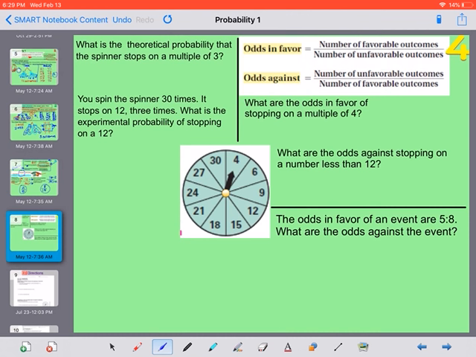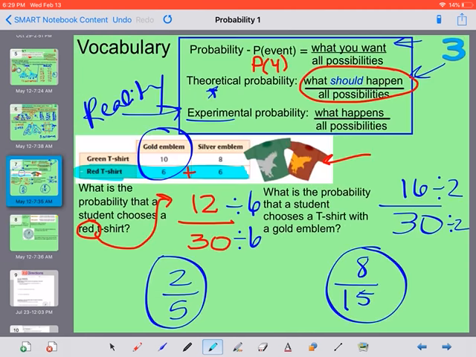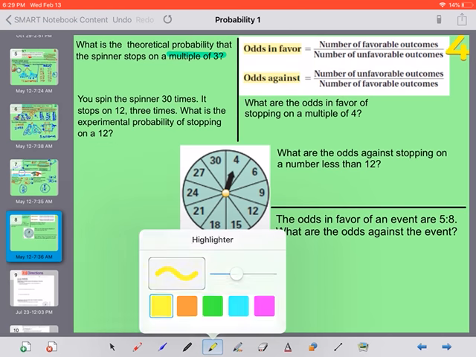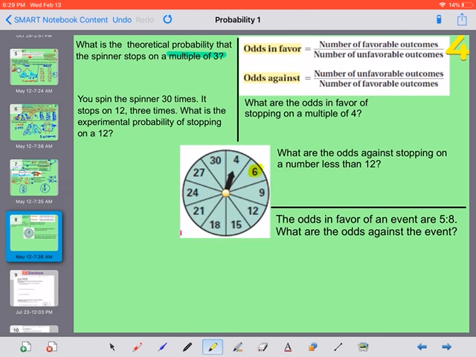Next, it says, what is the theoretical probability that the spinner stops on a multiple of 3? So again, theoretical is what should happen in a perfect world, theoretically, right? We're looking for multiples of 3. So I'm just going to highlight our multiples of 3 right now. 6 is a multiple of 3, 9 divided by 3 is 3, 12 divided by 3 is 4, 15 divided by 3 is 5, 18 divided by 3 is 6. All of these, except for 4, are multiples of 3. So we're looking for how many we want out of the total.